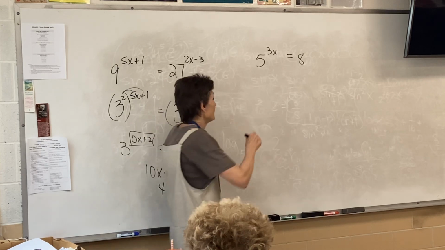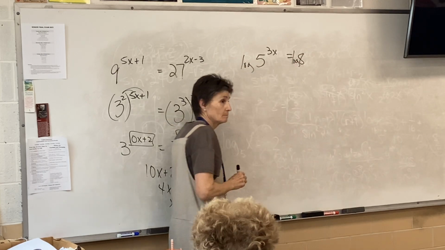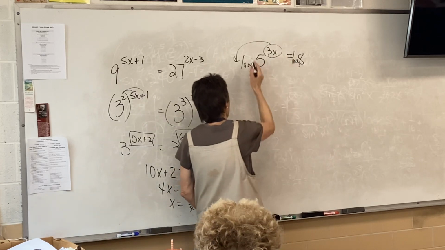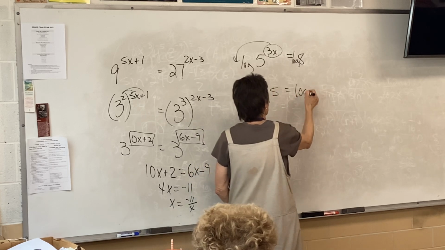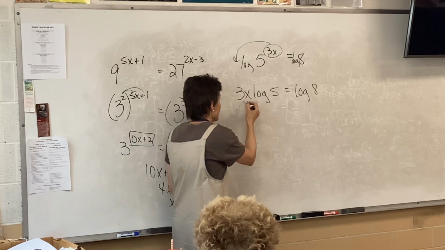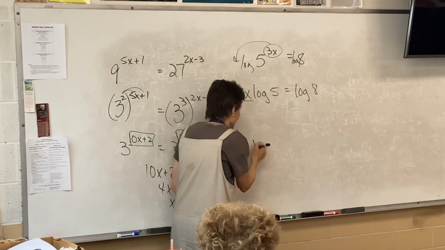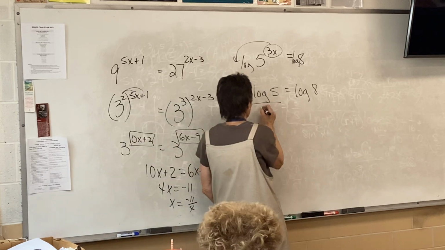We take the logarithm of both sides, and then the power comes out in front. That's the magic of it. Your job is to get x by itself. So what are we going to do to get x by itself? We want to know what x equals. Divide by log 5.